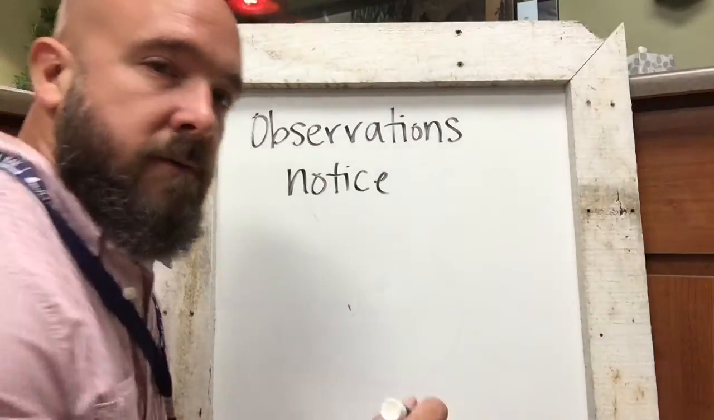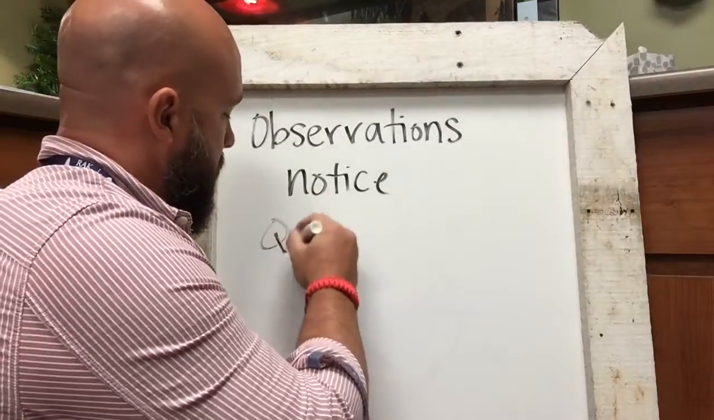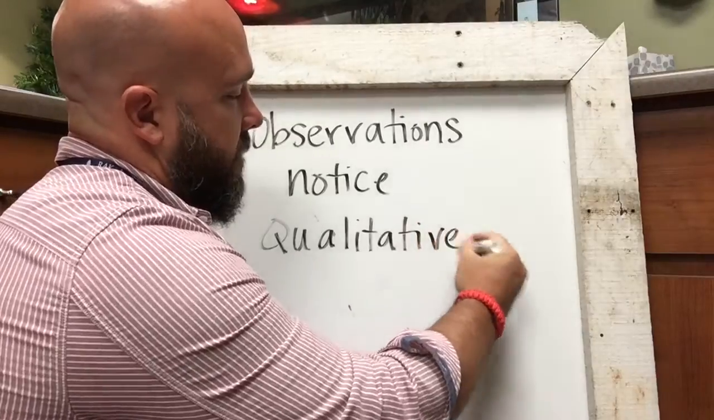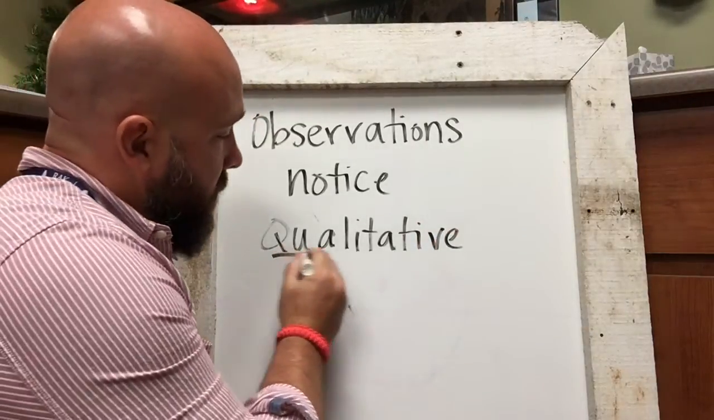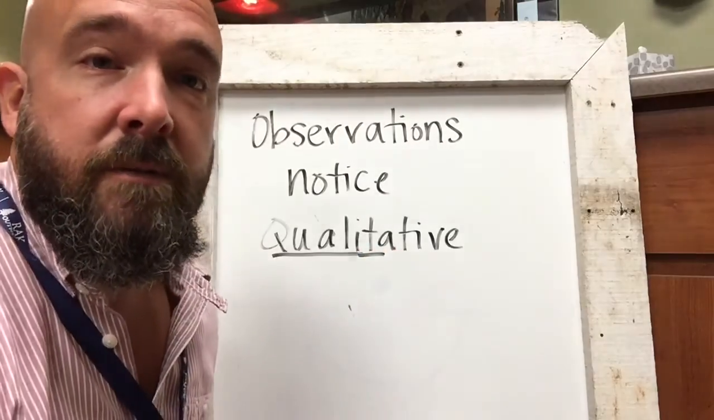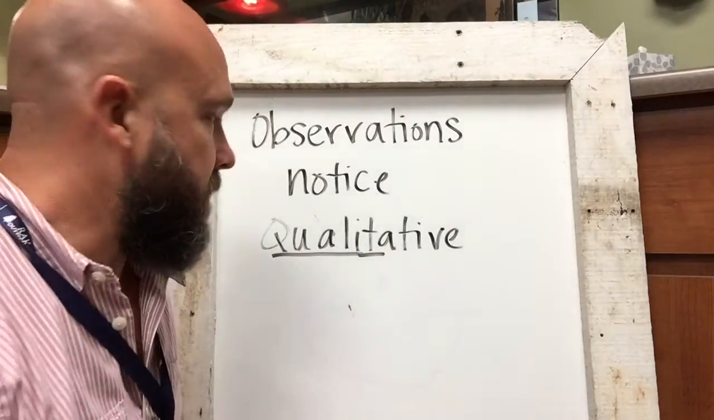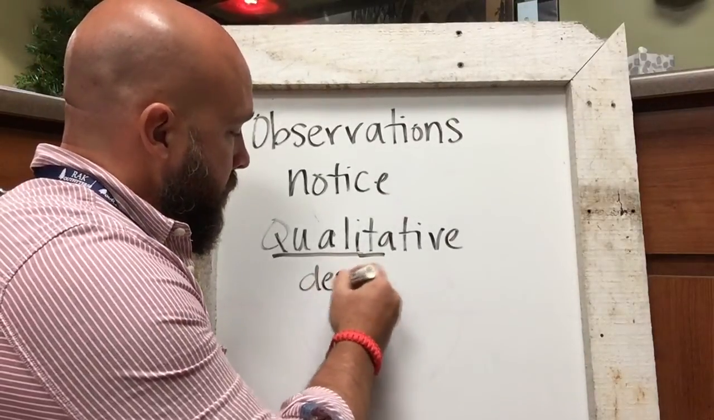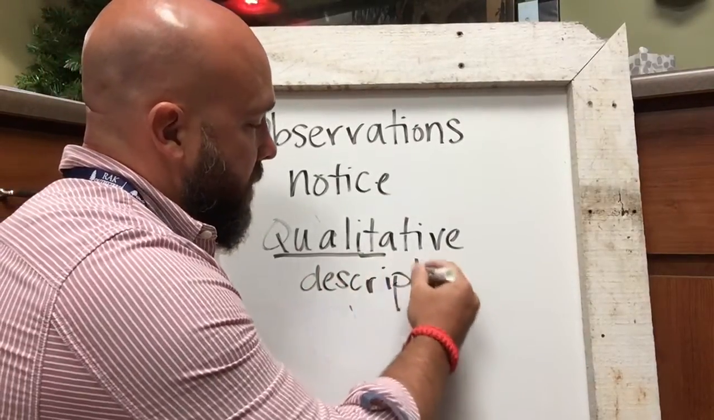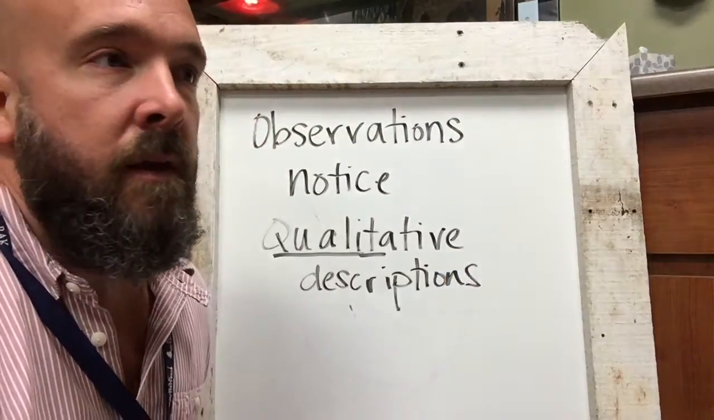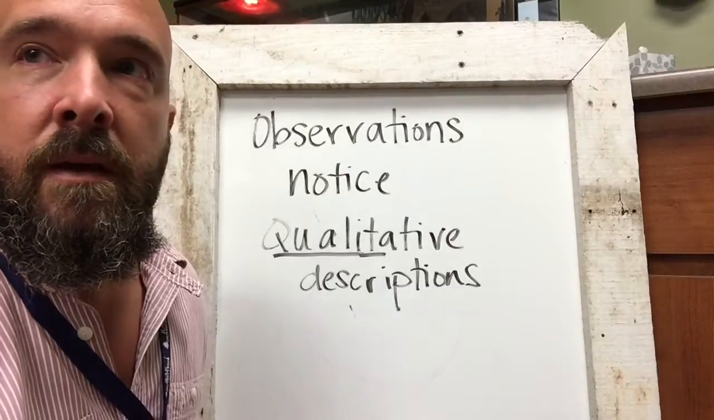So the first one is qualitative, and these are going to focus on the qualities of an object, descriptions, describing words, adjectives, those kind of things. So what you notice and how you would describe it. It can be the color of it, can be the size of it, can be the feel of it.